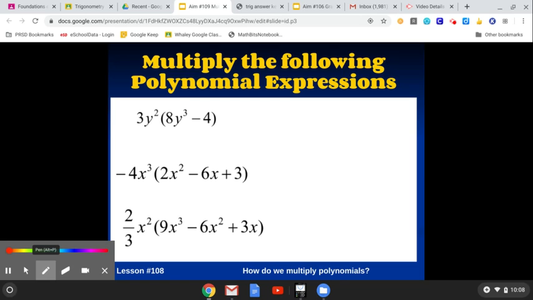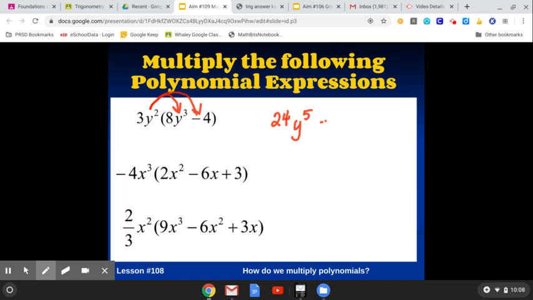So I'm going to distribute. Let's do this part first. 3y squared times 8y cubed. Well, 3 times 8 is 24. Y to the 2 plus 3 is 5. So 24y to the fifth. Then 3y squared times negative 4. So that's going to give me negative 12. That's the 3 times negative 4 part. And just y squared. There's no other y, so done. Complete.